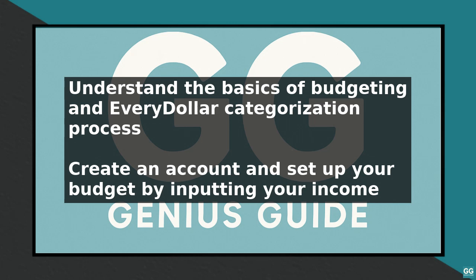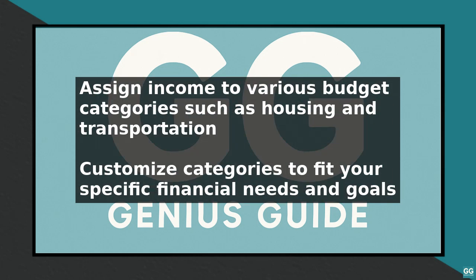The first step is to create an account and set up your budget by inputting your income. Once your income is set, you will need to assign it to various budget categories. These categories can include housing, transportation, food, insurance, entertainment, and savings, among others. EveryDollar offers a list of preset categories, but you can also customize them to fit your specific financial needs.